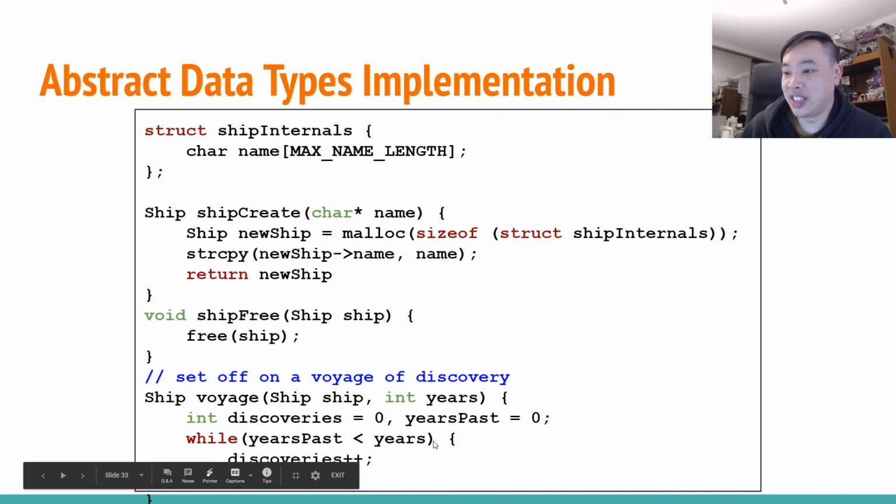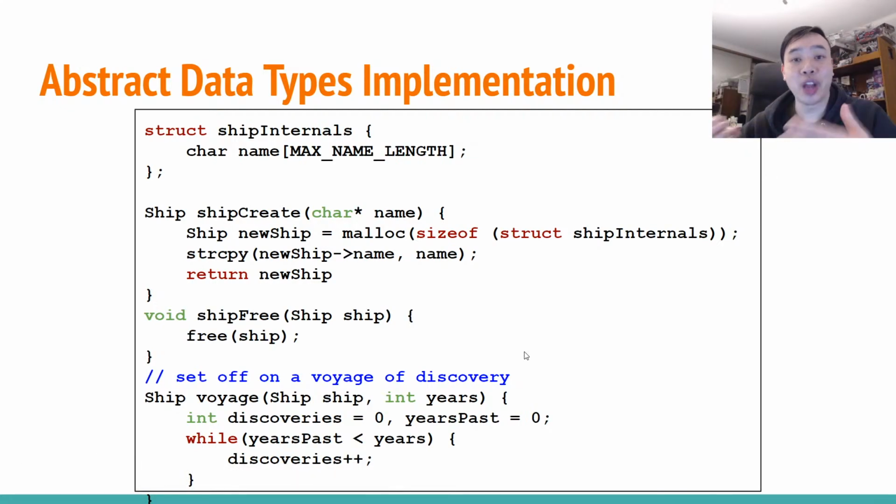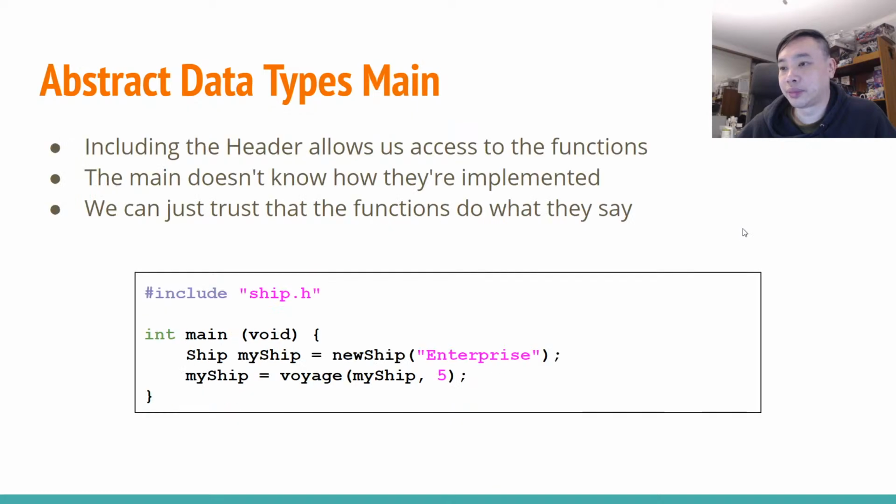So it gets discoveries every year that it goes. I'm just making this stuff up, right? This is not super important. I'm just showing that there might be other functions that we would implement in the C file.